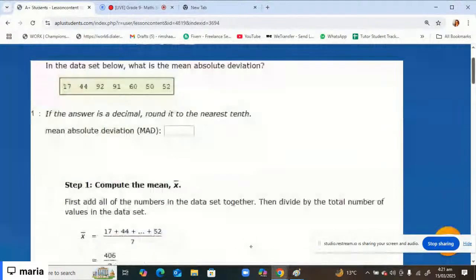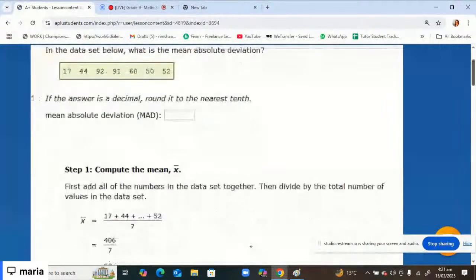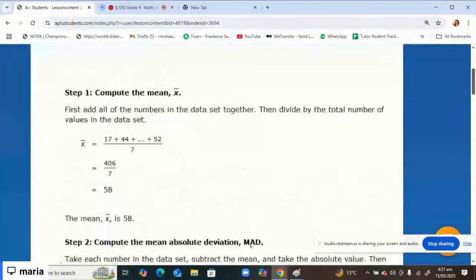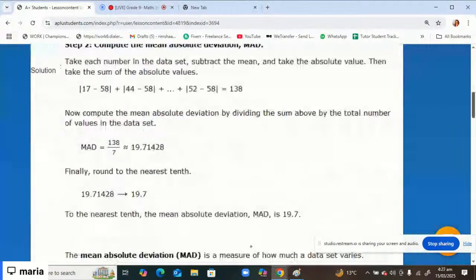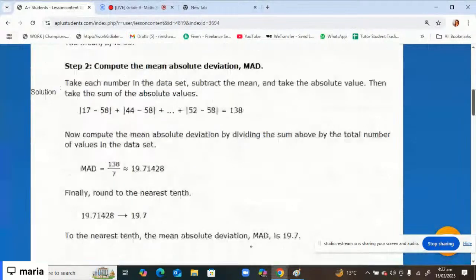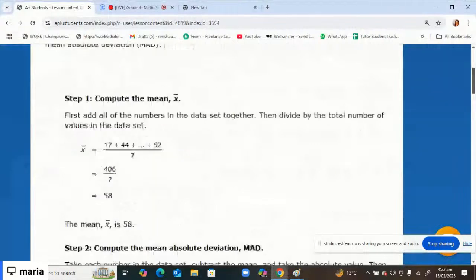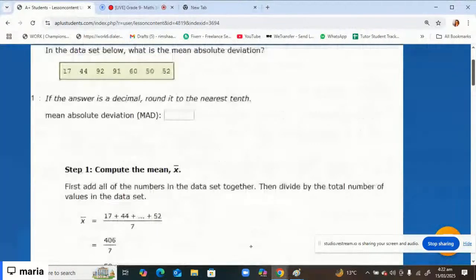So what is basically the mean absolute deviation? Here is the formula for the mean deviation. First of all, we find the mean. What is the meaning of the mean? Mean is basically adding all the data and dividing by how many digits there are in it.